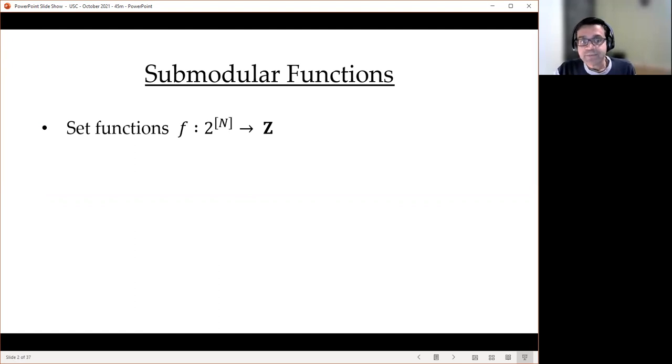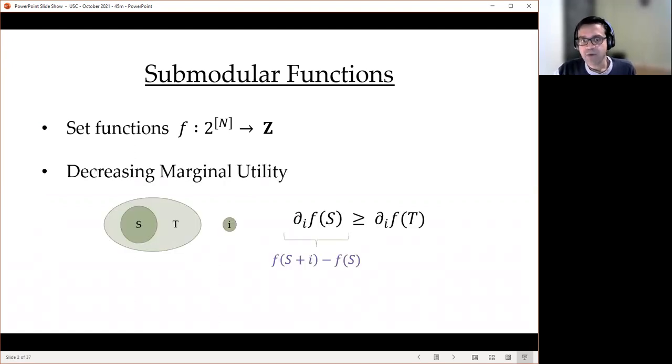Okay. So what makes a set function submodular is this decreasing marginal utility property, which says the following. You take a set S and take a superset T of it, and take an element I which is not in T and therefore not in S, and you look at the increase in the function value when I add I to each of these sets. So this delta I f of S is basically saying how much the function value increases when I add I to S, and similarly delta I f of T would be how much the function value increases when I add I to T, and it must be that the increase is more for the subset than the superset.